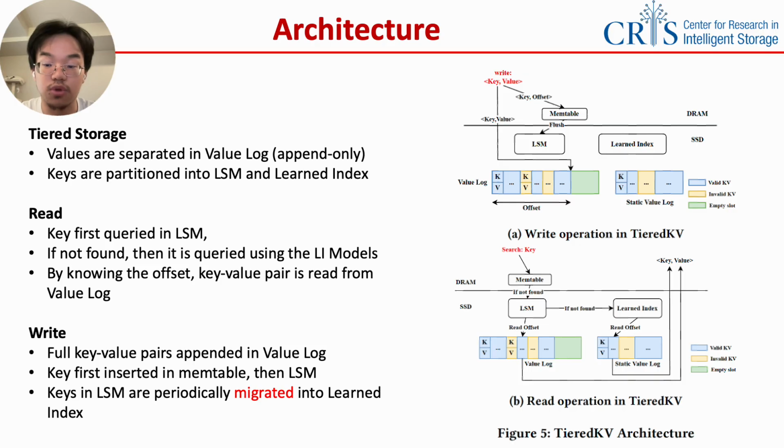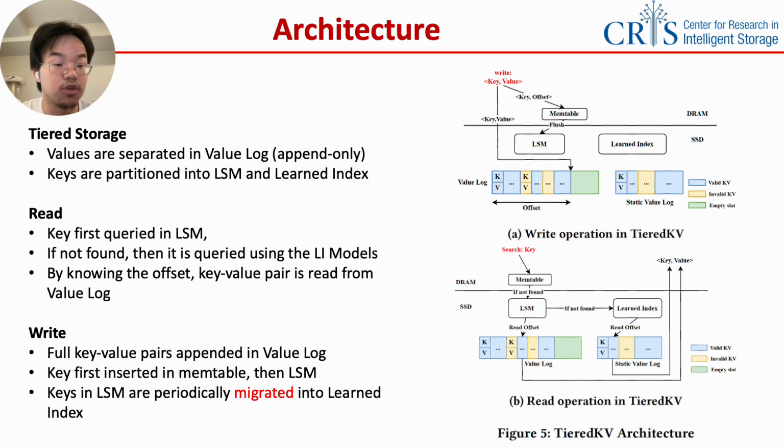So it comes to our architecture design. We basically design a tiered storage system. First of all, we separate the keys and the values. The values are separated into the value logs, and the keys are partitioned into the LSM and the learned index. For a read request, we first query the keys in the LSM, and if it is not found, we query it using the learned index model. And by knowing the offset, the key-value pair can be easily read from the value log.